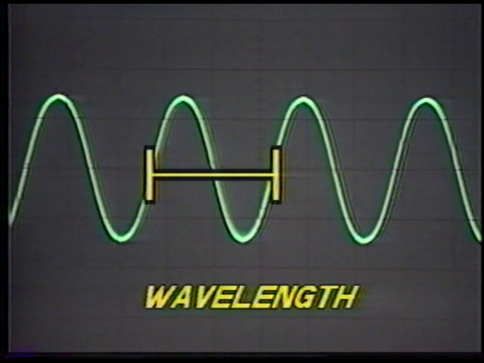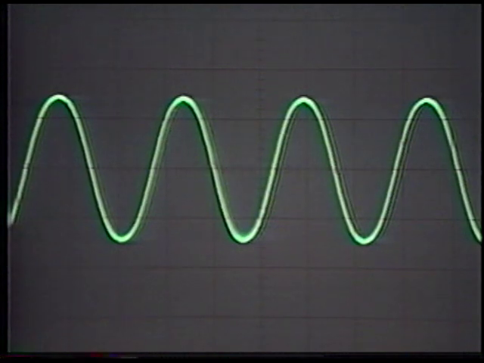A wavelength is the physical space occupied by one complete cycle. On Earth, sound travels about 1,100 feet per second, with some variation depending on altitude and temperature. So, this 1,000 cycle tone has a wavelength of a little over 1 foot in reality space. Here on the scope, that wavelength is compressed so that we can observe it.